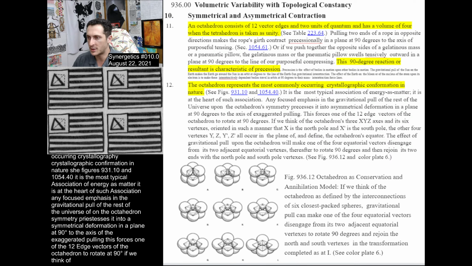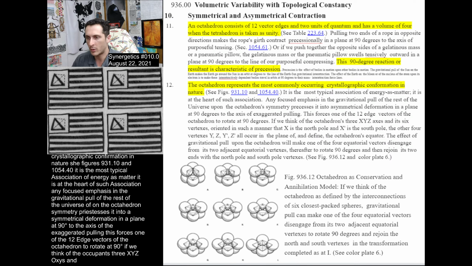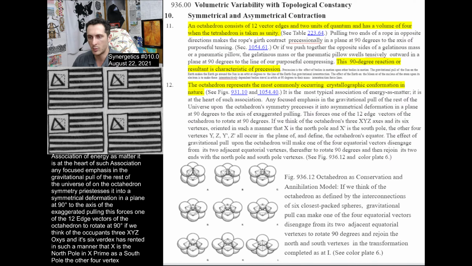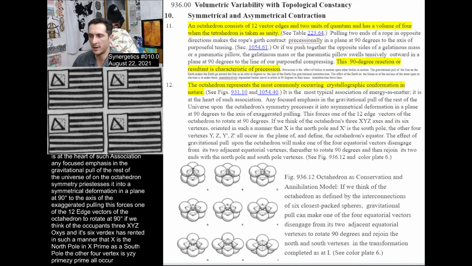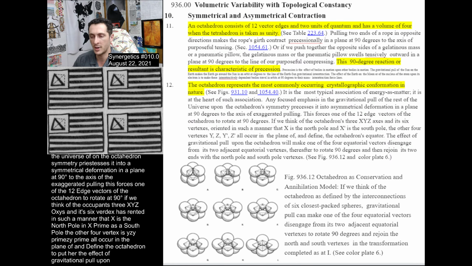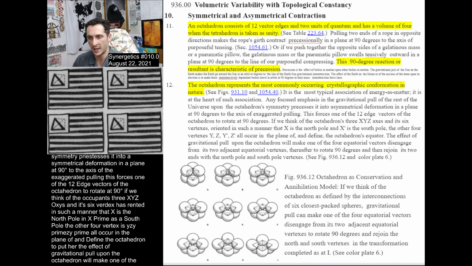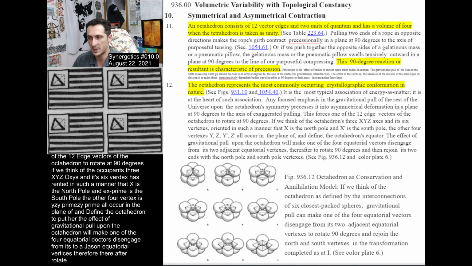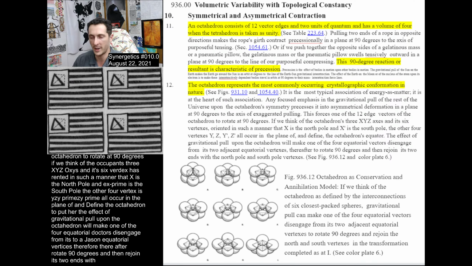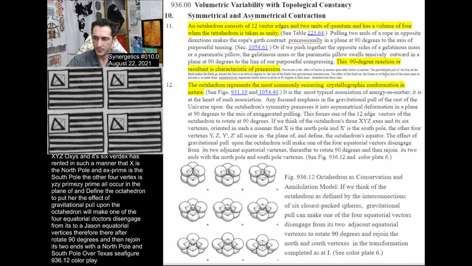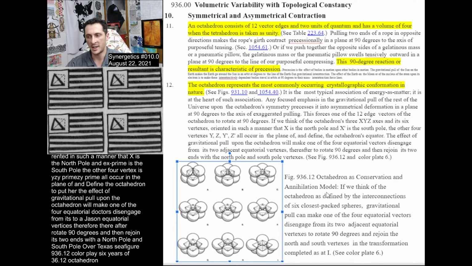If we think of the octahedron's 3 xyz axes and its 6 vertices, oriented in such a manner that x is the north pole and x prime is the south pole, the other 4 vertexes, y, z, y prime, z prime, all occur in the plane of and define the octahedron's equator. The effective gravitational pull upon the octahedron will make one of the 4 equatorial vectors disengage from its 2 adjacent equatorial vertices, thereafter to rotate 90 degrees and then rejoin its 2 ends with the north pole and south pole vertexes. See figure 936.12, color plate 6. Here's that figure of 936.12, octahedron as conservation and annihilation model.